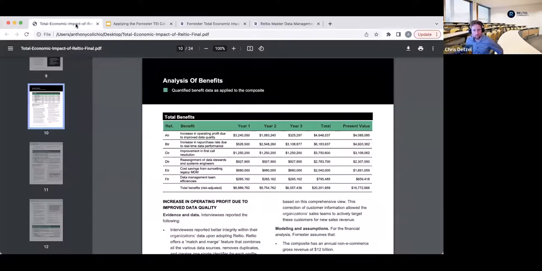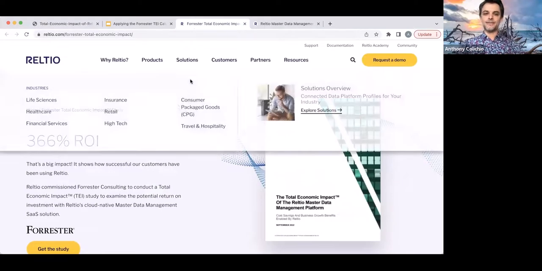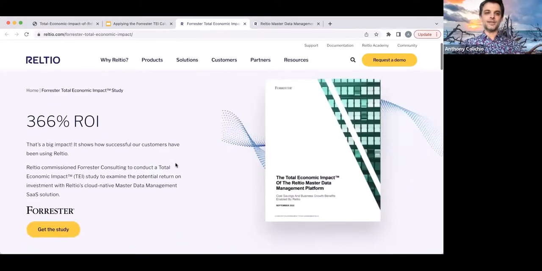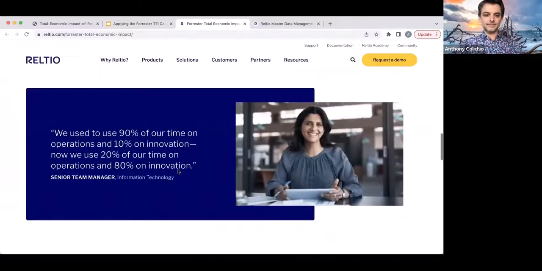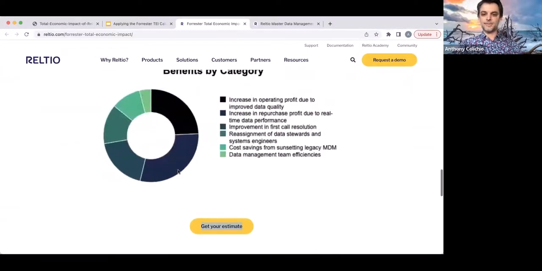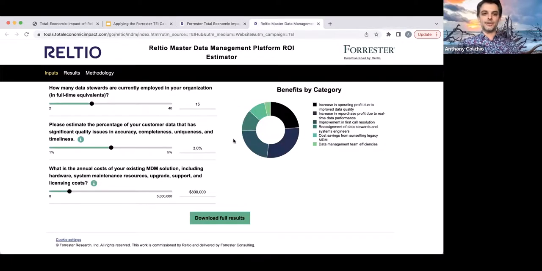So when you download the report, it's based on the $15 billion organization, shows the benefits, shows the cost. This is the page, reltio.com/TEI. Just go there, check it out, press buttons, see what happens. If you scroll down a little bit, there's benefits by category, get your estimate. So it's like a DIY job. Yeah, I like to push the button. Last time I pushed the button, it goes to this screen.